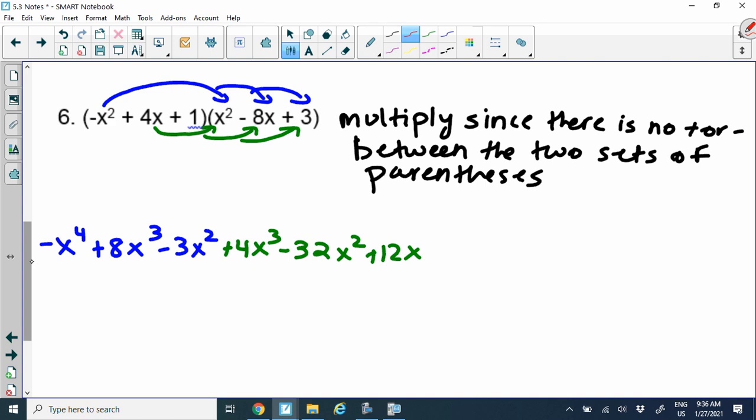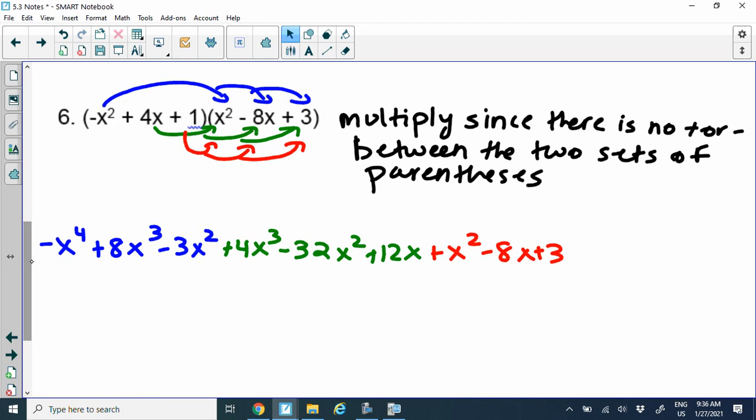Then my last one, I take the 1, and this will be nice and easy, and multiply it by x squared, negative 8x, and 3. So I just get plus x squared minus 8x plus 3. So now I combine my like terms. Negative x to the 4th just stays the same. Okay, so I don't do anything with that because I can't combine it.